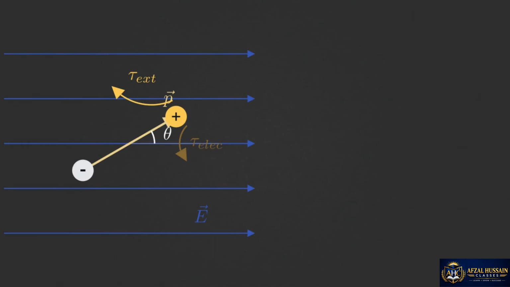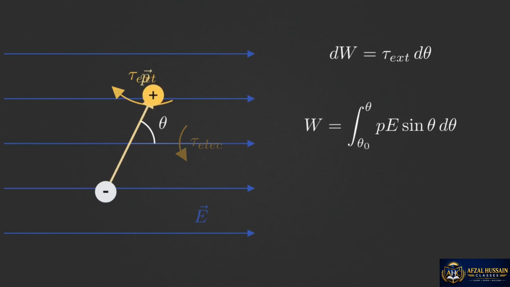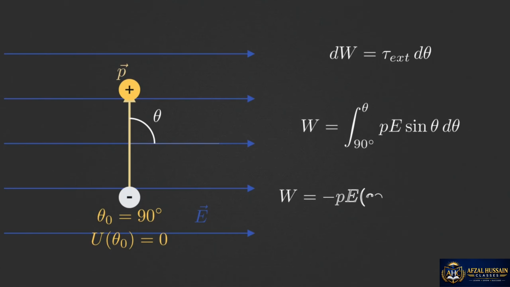By applying an external torque that perfectly balances the electric torque, we can move the dipole from an initial angle to a final one. Since the torque changes with the angle, we calculate the total work by integrating the expression pE sine theta over a small angular displacement, d theta. By convention, we set our zero potential energy reference point at exactly 90 degrees. Using 90 degrees as the lower limit of our integration simplifies the math, as the cosine of 90 is 0, effectively clearing the initial term of the calculation.